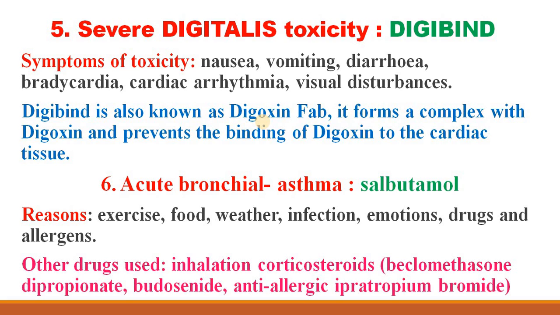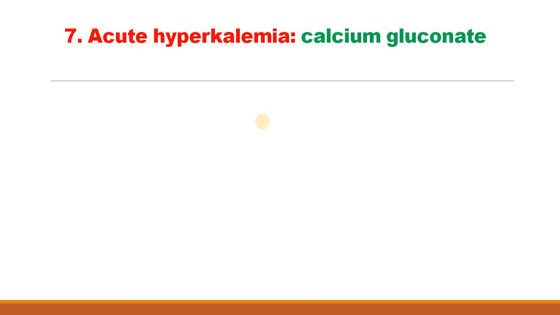Along with salbutamol, other drugs are also used, for example inhaled corticosteroids such as beclomethasone dipropionate, then budesonide, and a few other drugs like ipratropium bromide. They are also used in the treatment of bronchial asthma. But the drug of choice is salbutamol. Remember this.